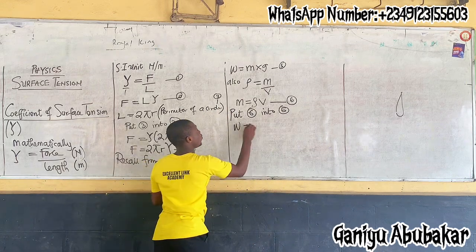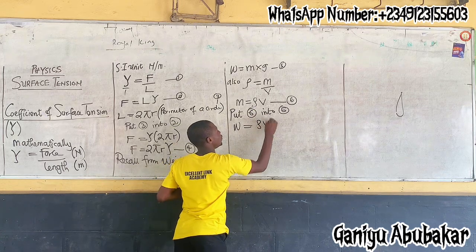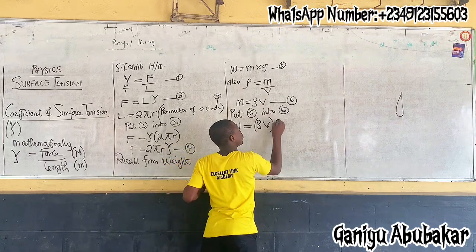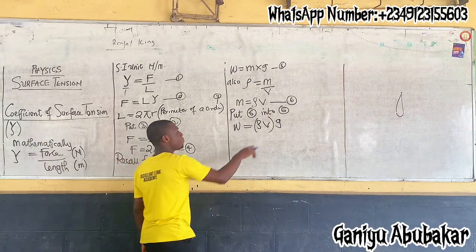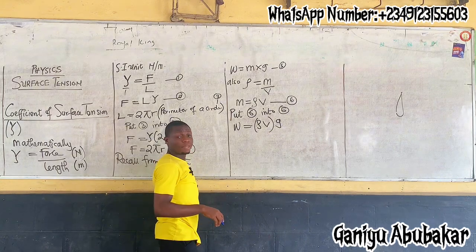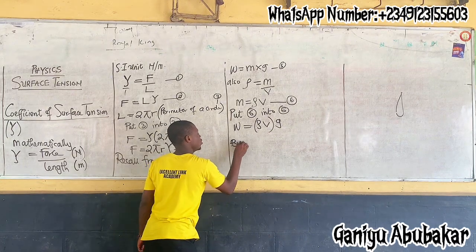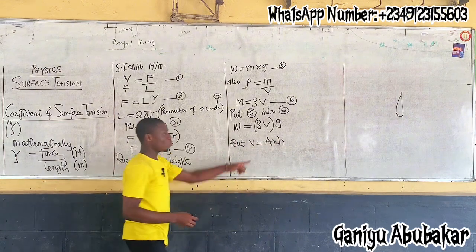What do I have there? W, weight, is equal to mass. What's your mass? Rho V. Then your gravity. Hold on. I'm saying volume, right? This is volume. But volume is what? Area times height. Why is it so? I explained in the last class.